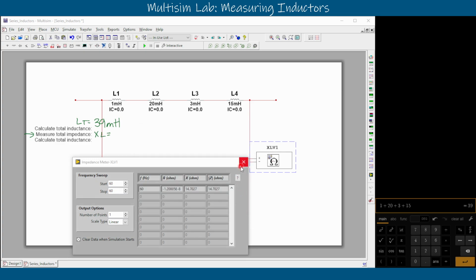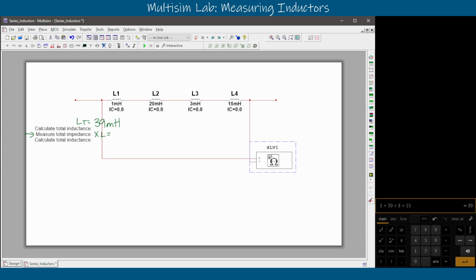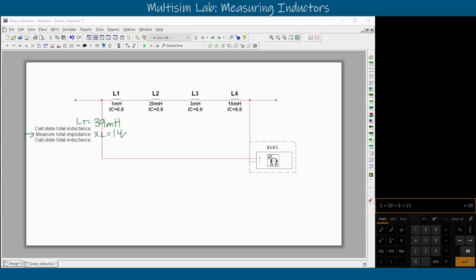So we'll take our 14.7 and use that as our XL value. 14.7 ohms, right? It's now in ohms. These two mean the same thing. They're both talking about this group of 4 inductors here. So next we're going to calculate our total inductance. It's going to be LT, right? That's what we want to solve for, but we have XL.